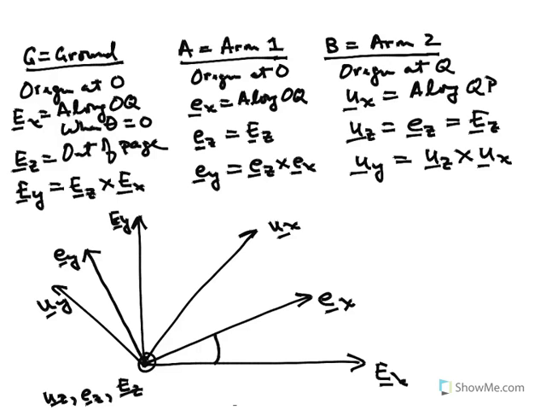The angle from the big EX to little ex is going to be theta. The angle from EY to little ey is going to be theta. And then the angle from little ex to ux is going to be phi, which makes the angle from little ey to little uy also phi. Now, once we do that, we want to compute the velocity and acceleration of point P as viewed by an observer fixed to the ground.